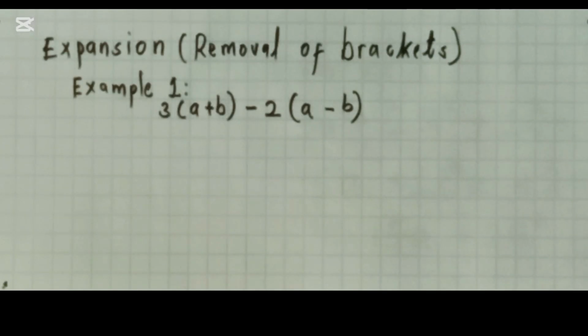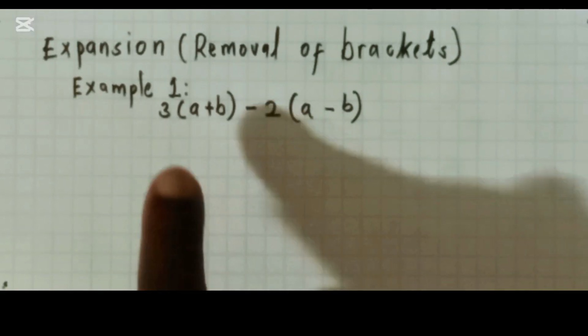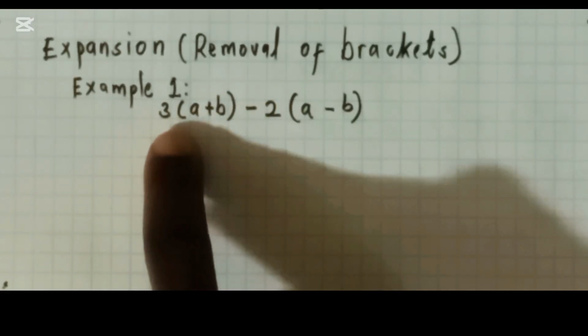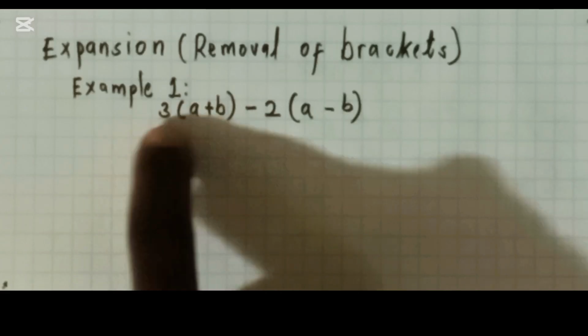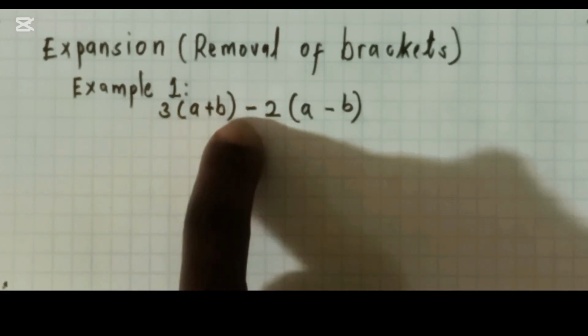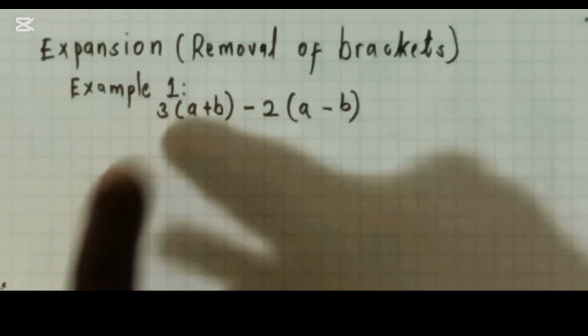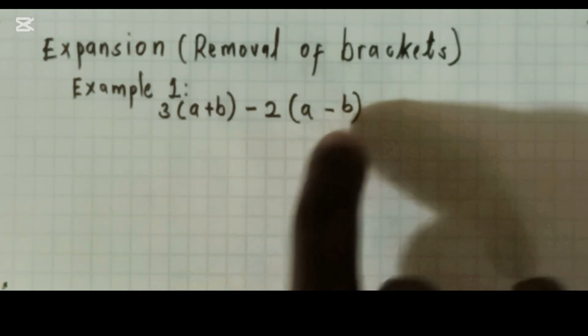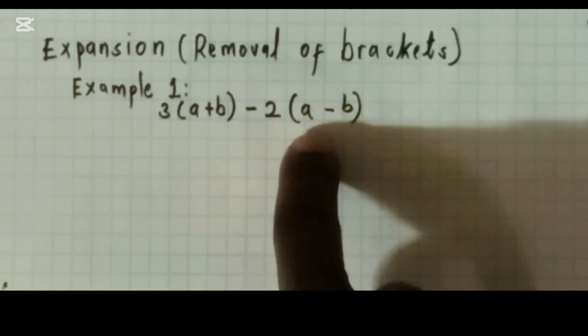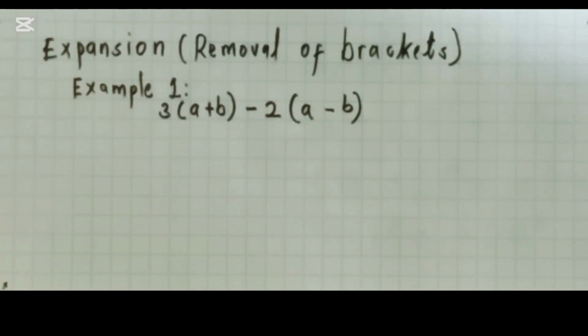So basically, starting us off, to remove the first bracket, we are going to have 3 multiplying all the elements that are within the first bracket. Each of these elements multiplied by 3 will remove the first bracket, and so will -2 have the same effect on every element in the second bracket. And that is what we call expansion.